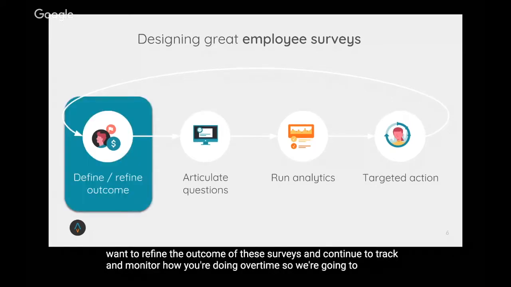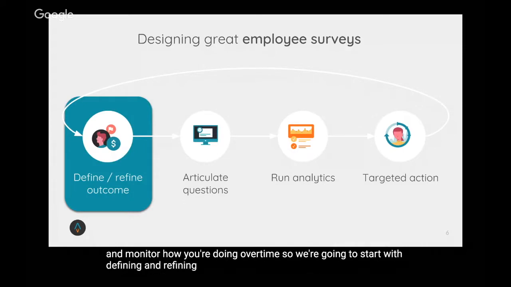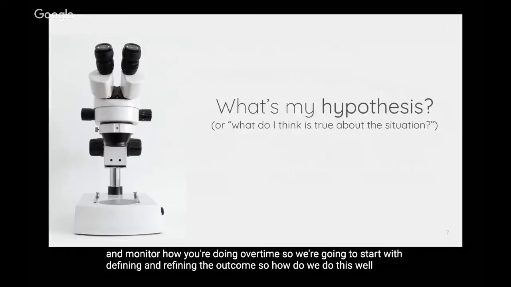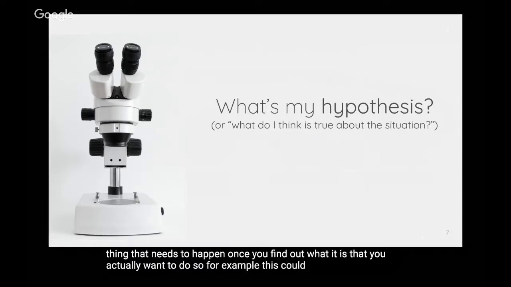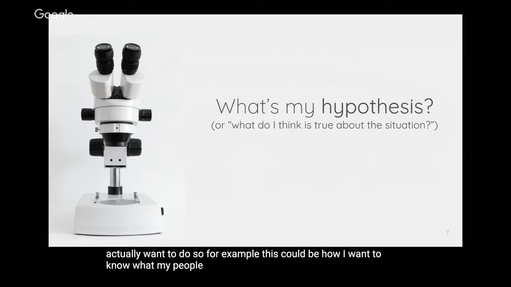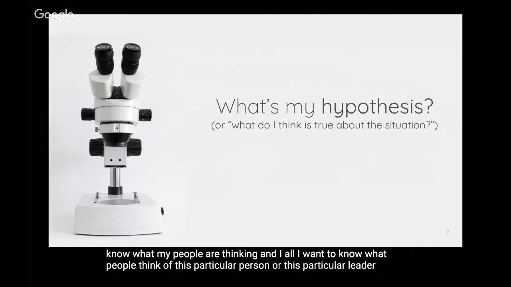So we're going to start with defining or refining the outcome. How do we do this well? The first thing that needs to happen is to find out what it is that you actually want to do. For example, this could be that I want to know what my people are thinking, or I want to know what people think of this particular person or this particular leader.